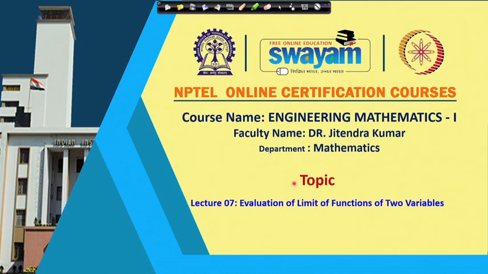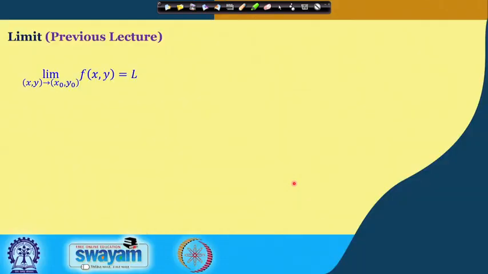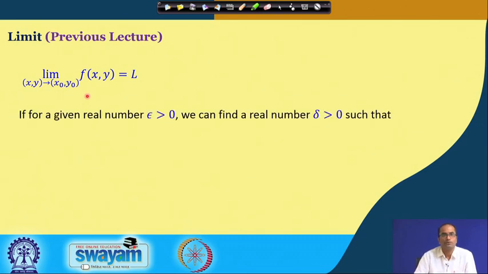So, welcome back to the lectures on engineering mathematics 1, and today we will be talking about evaluation of limit of functions of two variables. In the previous lecture we have seen that this limit f(x,y) as (x,y) goes to (x0,y0) is equal to L. It was defined using this epsilon delta approach.